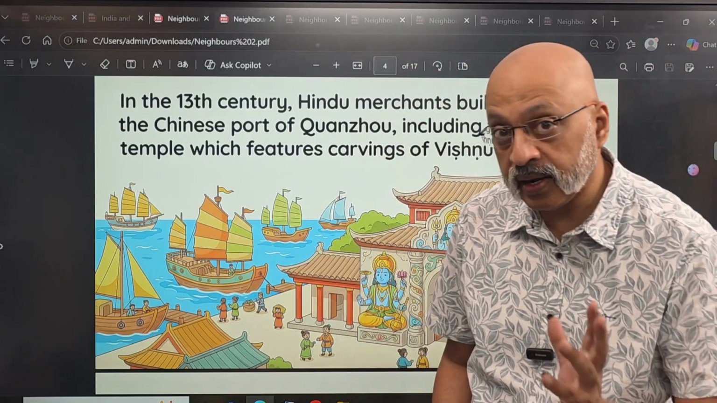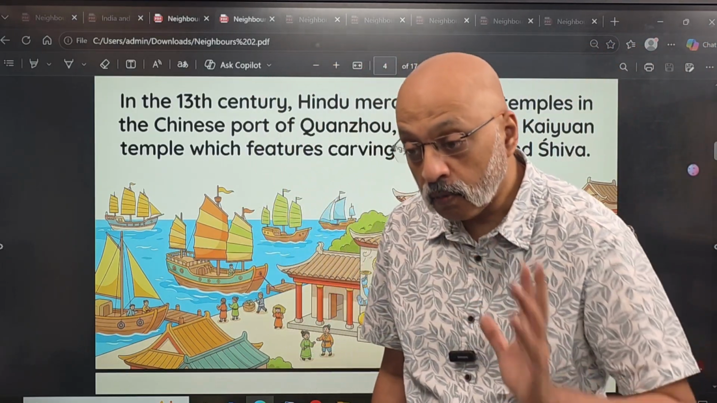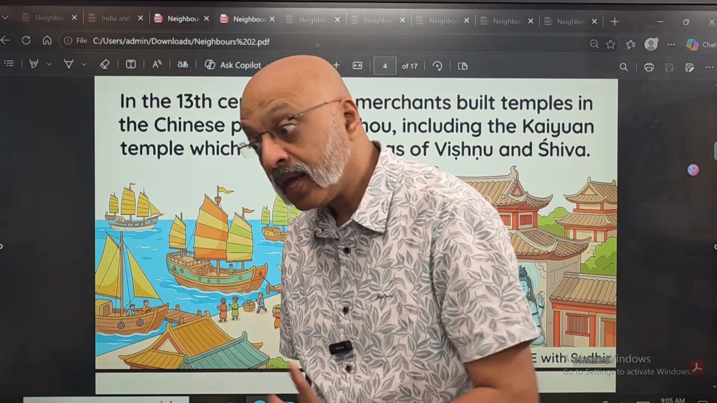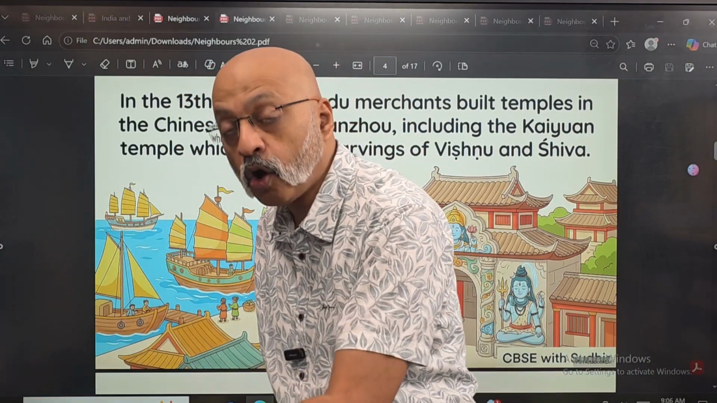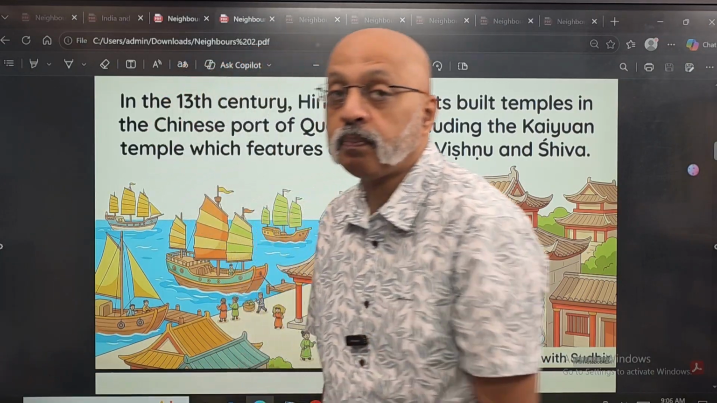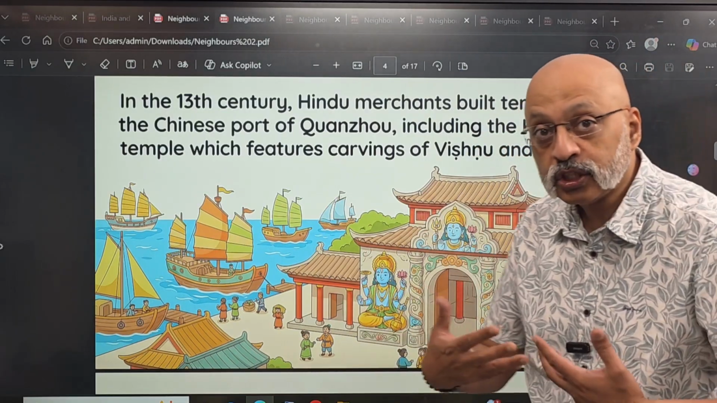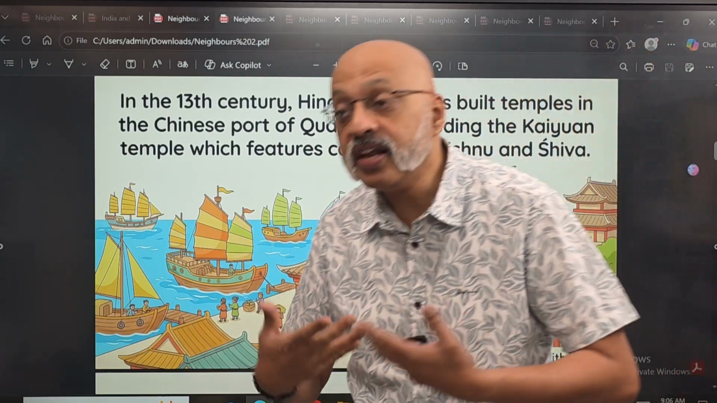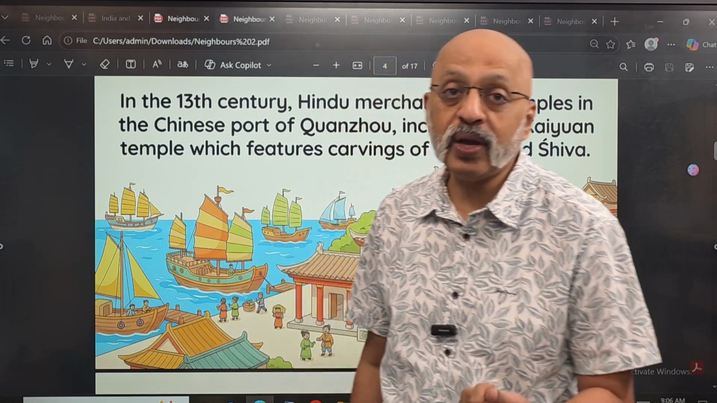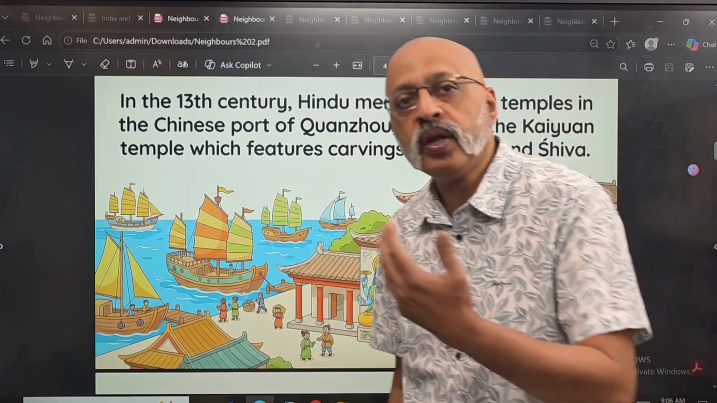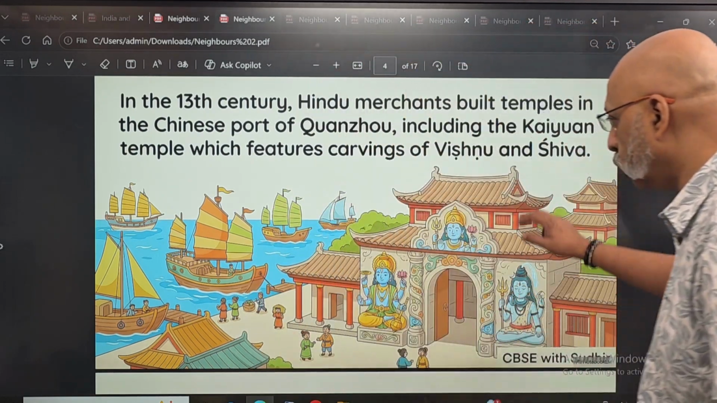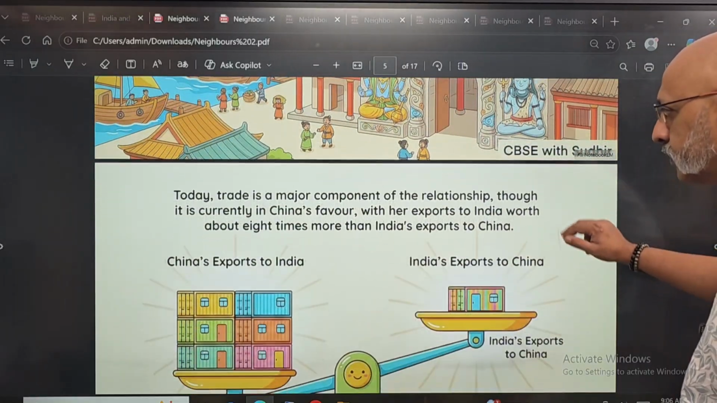Unless people from India had moved, Hindus moved from India to China and influenced the living of the people in that particular part of China, this wouldn't have taken place. So that is what shows the cultural and religious interchange between India and China over the years.